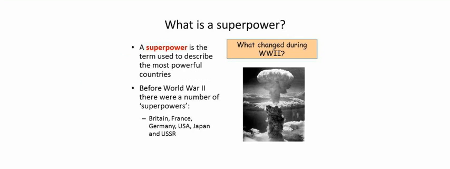Before World War II, there were a number of superpowers: Britain, France, Germany, USA, Japan, and USSR. Generally, the definition of superpower is one whose military is strong enough to be really quite influential. They have a large amount of economic resources, which means that they can project their power, and therefore they are a real key player in international relations.